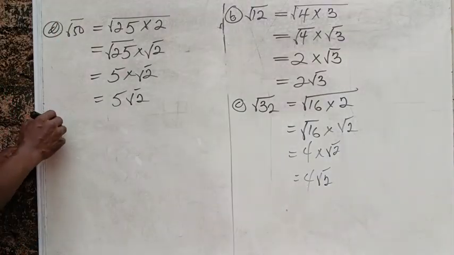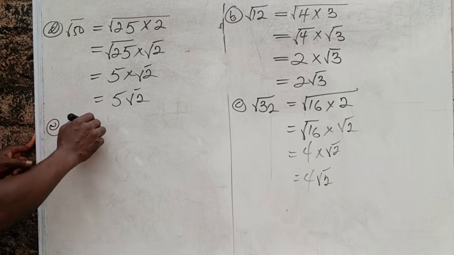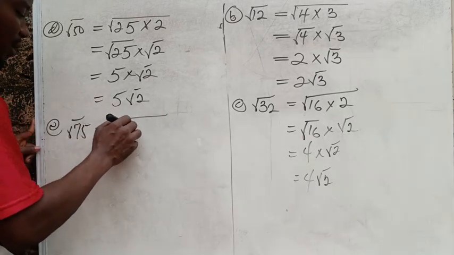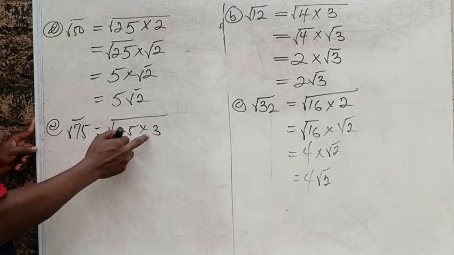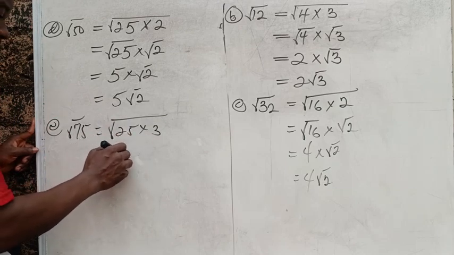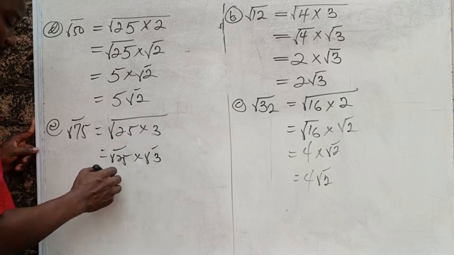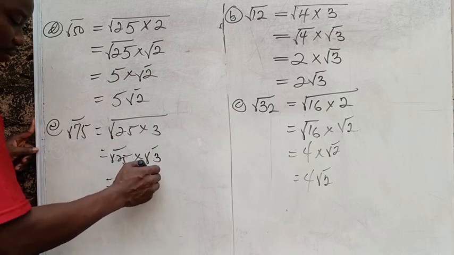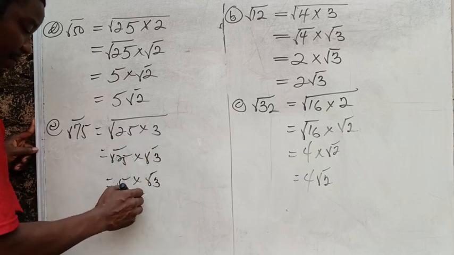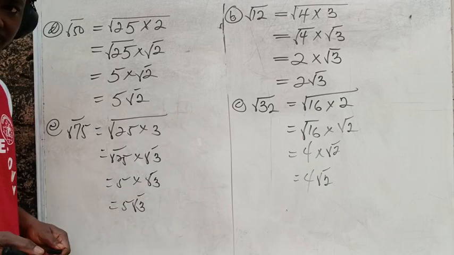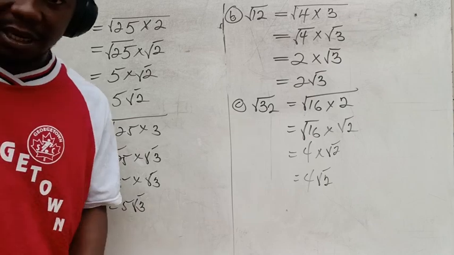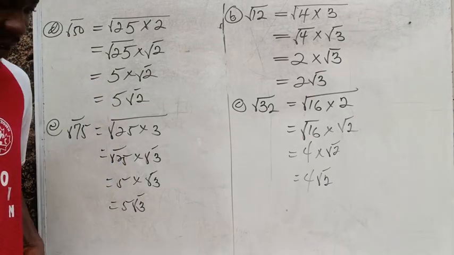Then lastly, we have root 75. So this is going to give us the square root of 25 times 3. This is going to give us root 25 times root 3, and that is 5 times root 3, and that's going to give us 5 root 3. So that's basically how to convert surds from their single form to their simplest form.